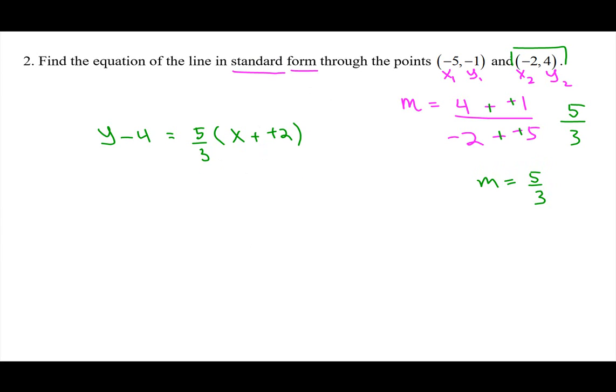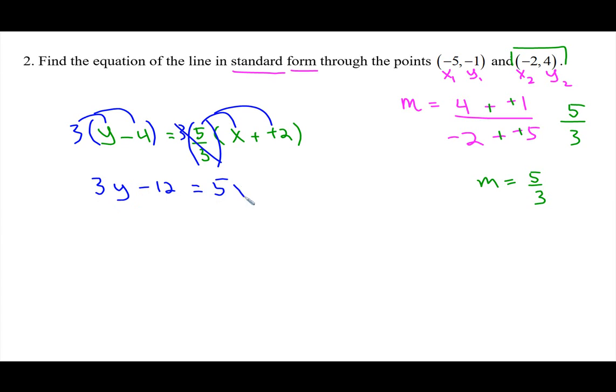So if it's in standard form, I'm going to get rid of this denominator first by multiplying by 3 over here. And then I've got to multiply the other side of the equal sign by 3. So make sure you put parentheses around here. Put the 3 so you distribute it to both. 3y minus 12 is equal to, that cancels that. And then I'm going to take the 5 and distribute it. I get 5x plus 10.